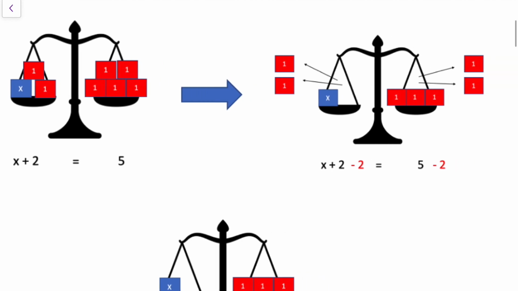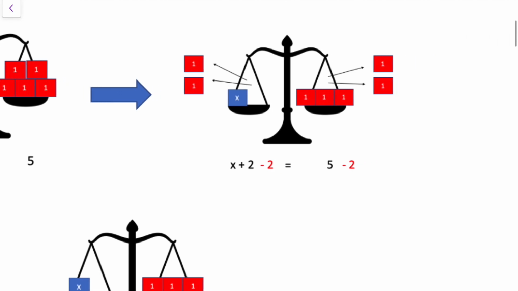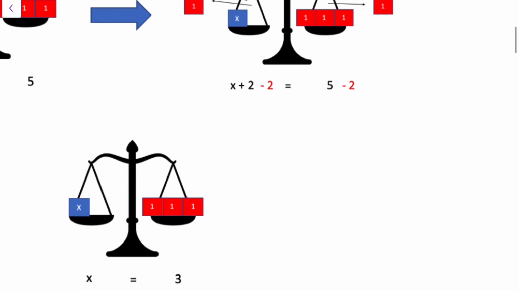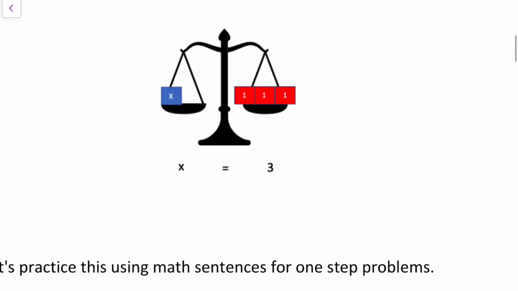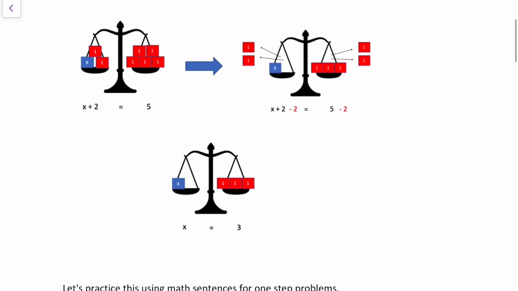If I want to get the x on its own, I'm going to need to remove 2 of the 1's. But now my scale is not balanced. So in order to keep it balanced, I'm going to have to remove 2 from the other side as well, which tells me that my x must be the same as 3 1's together, or x is equal to 3.